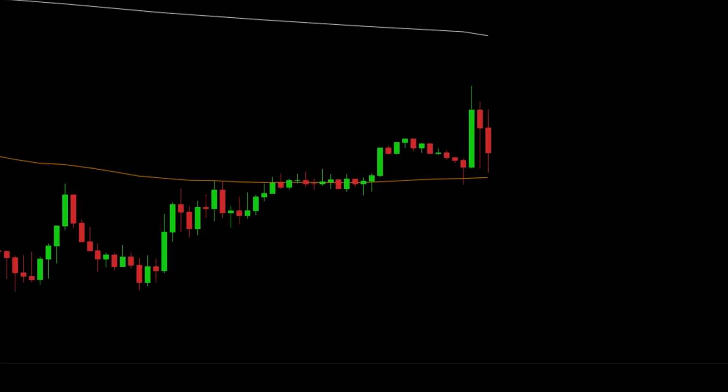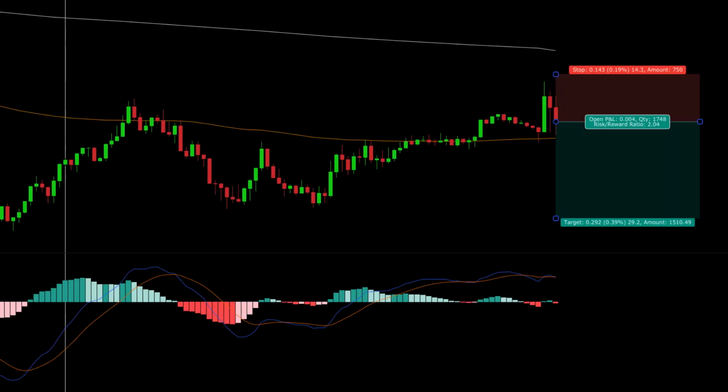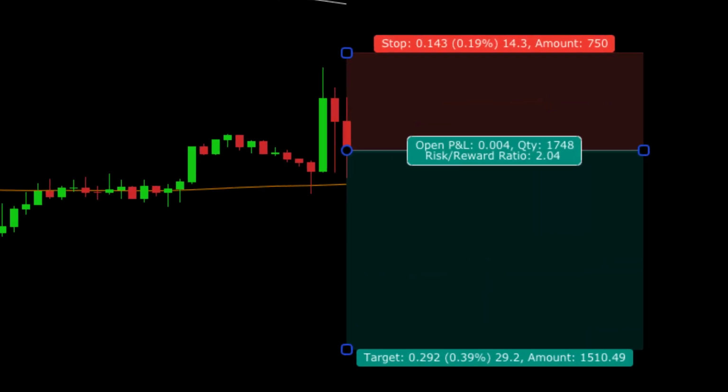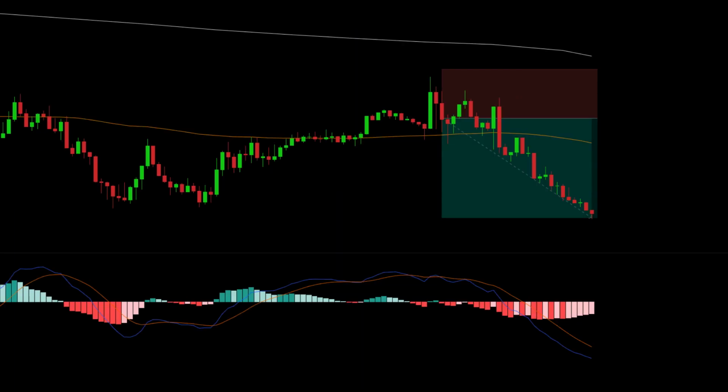Everything converges on this candle here. This is our trigger. We place our stop 2 pips above the previous swing high and target 2 to 1, and this one hits our target of 2 to 1.